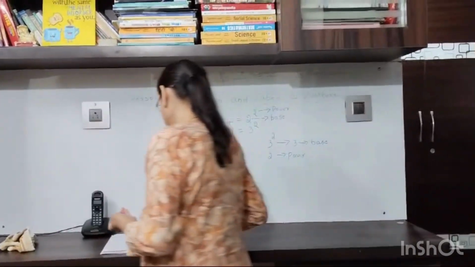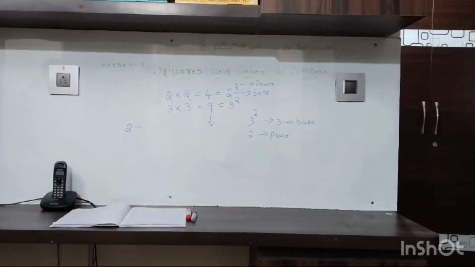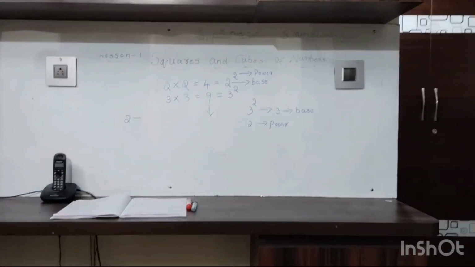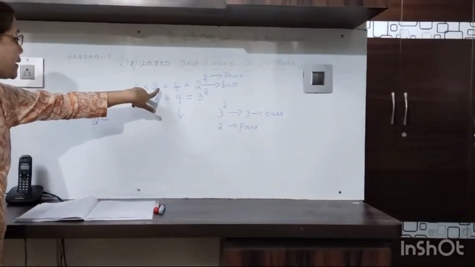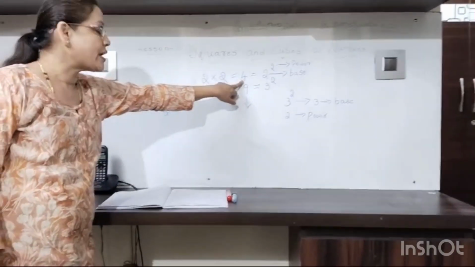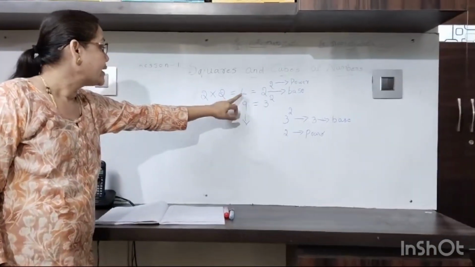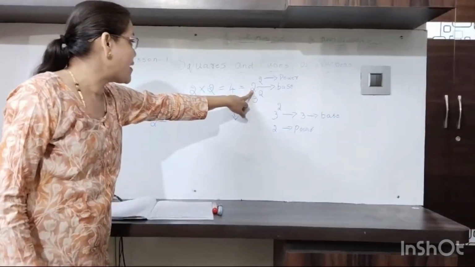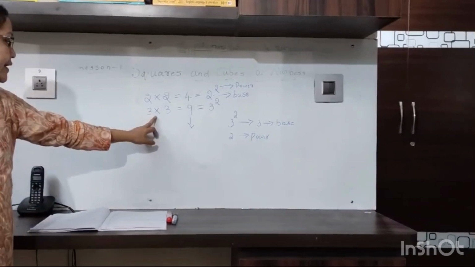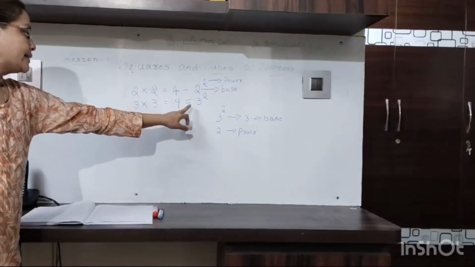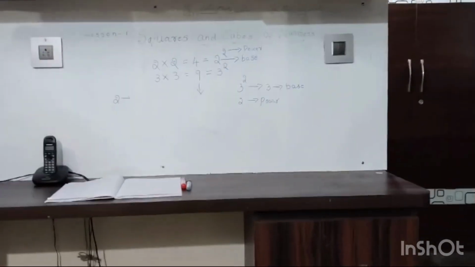So 9 is called the square of the number. I think you people understood this very well. So I repeat again. When a number is multiplied by itself, you will get one answer that is called the square of the number. This can be written like this, where 2 is the base and 2 is the power. Same here, 3 into 3, which is equal to 9. That is equal to 3 square. 3 is the base and 2 is the power.